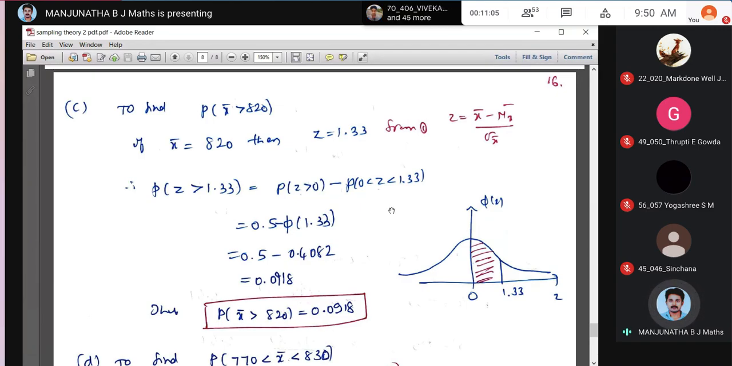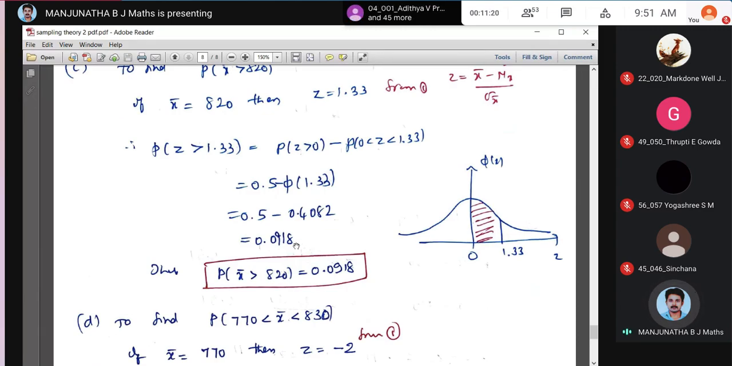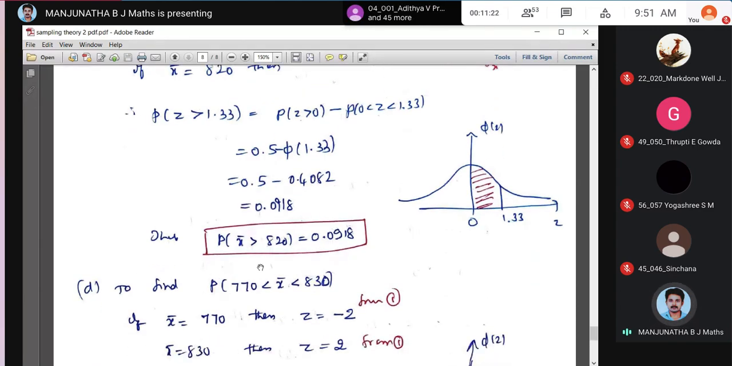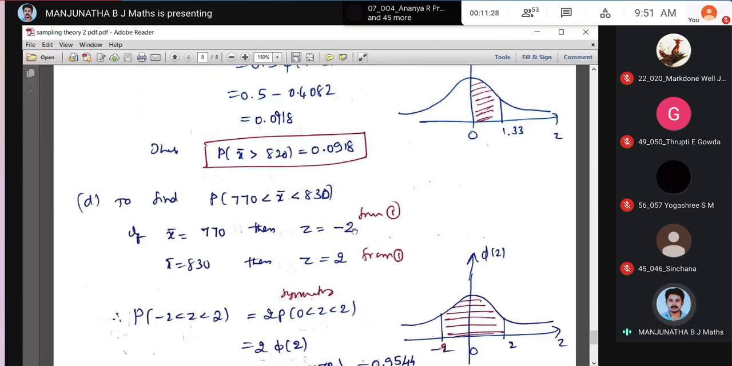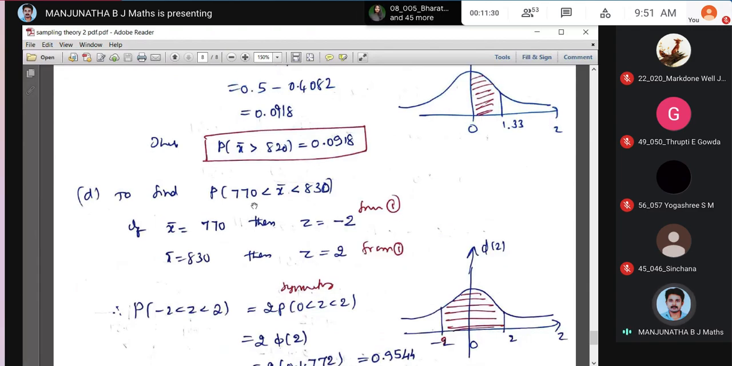That is 0.5 minus the value at 1.33. What is 1.33? Go vertically 1.3, horizontally 3. So that value is 0.4082. That is 0.0918. Thus the probability of x bar greater than 820 is 0.0918. Next, to find the probability of x bar greater than 770 and less than 820.